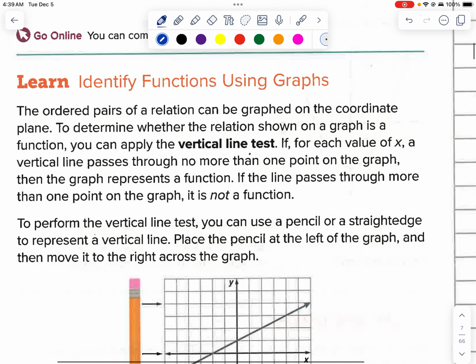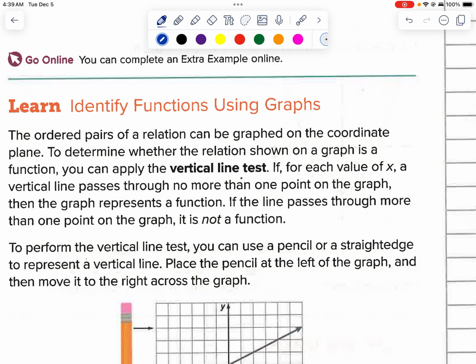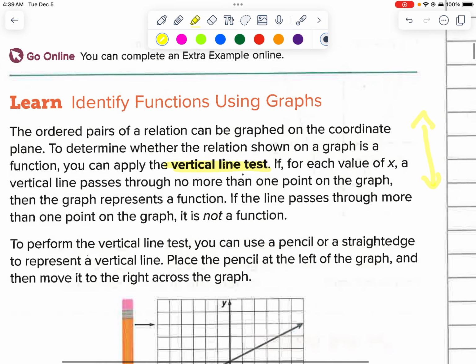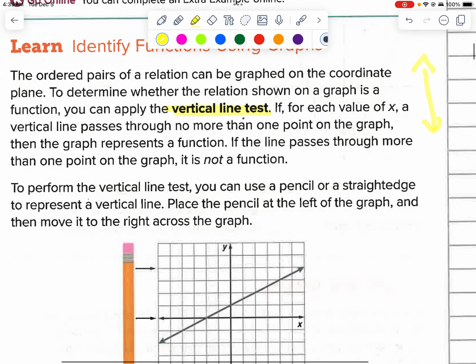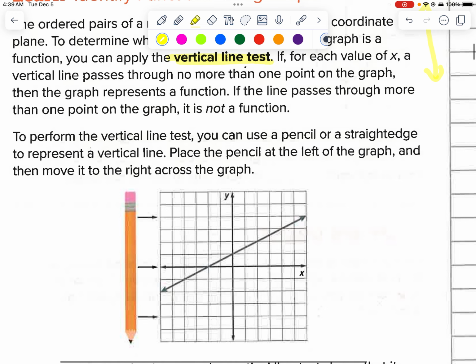Okay, then this is the one I really like. The ordered pairs of a relation can be graphed on the coordinate plane. So we have a coordinate plane. To determine whether the relationship on the graph is a function, you can apply what is called the vertical line test. Okay, remember, vertical lines go this way. If for each x value a vertical line passes through no more than one point on the graph, then the graph represents a function. If the line passes through more than one point on the graph, it is not a function. So, sometimes it's called the pencil test.